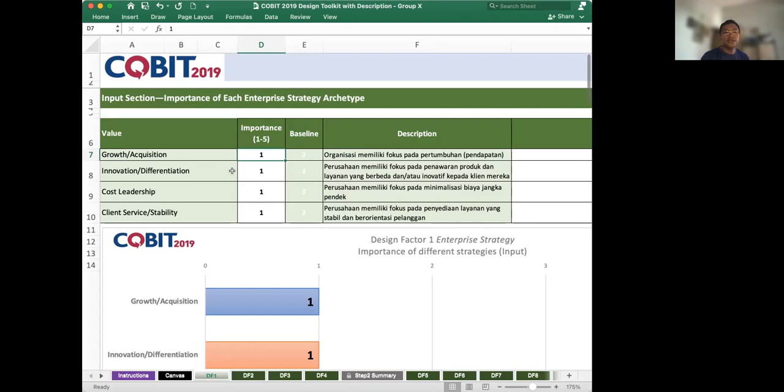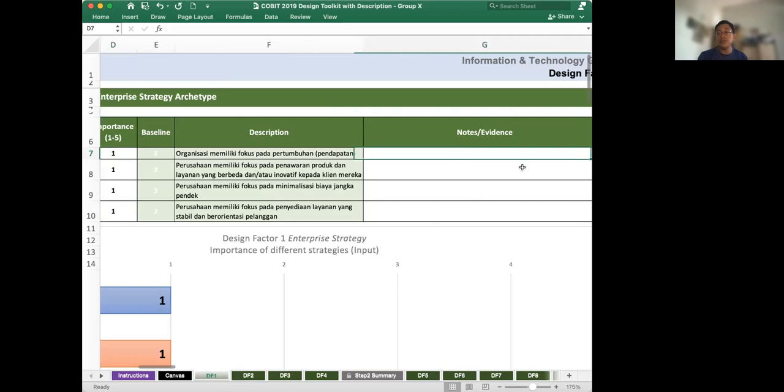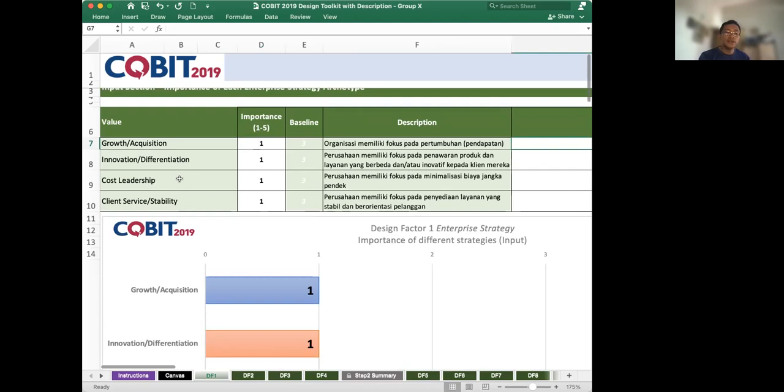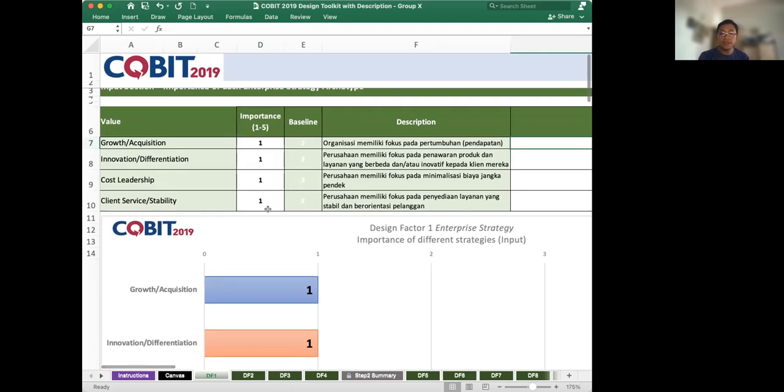Innovation, differentiation, and then you need to set up the importance according to the case. You need to justify why you put one here, or why you put three until five here, according to the case. That's why you need to put the notes or evidence here. So you need to put your justification here, whether you have cost leadership, minimalization, client service stability, focus on stable service provision, customer orientation, something like that.